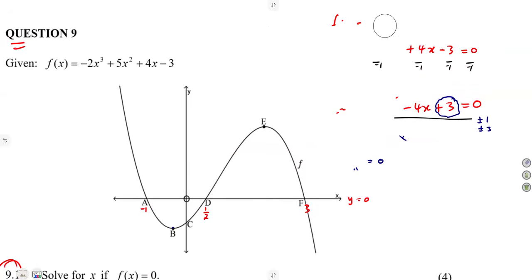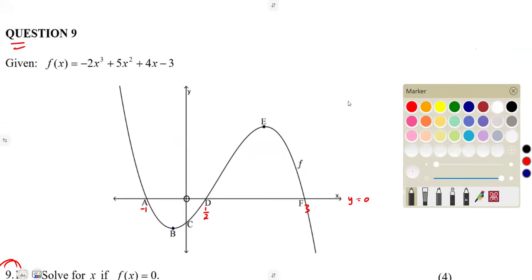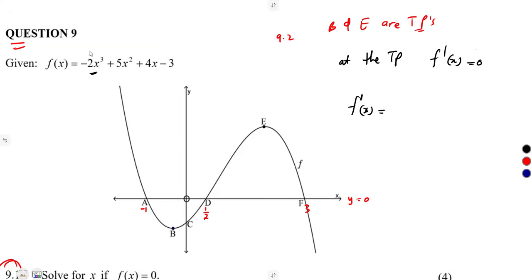So let us remove this. It's all about the derivative. The first derivative must be equal to 0, all right? So that's our 9.2. B and E are turning points. And at the turning point, the first derivative is equal to 0, the first derivative with respect to x. So let us find our first derivative from our f of x. All right, drop the power here, subtract 1. So 3 times negative 2, that's negative 6x squared. 3 minus 1, that's 2.